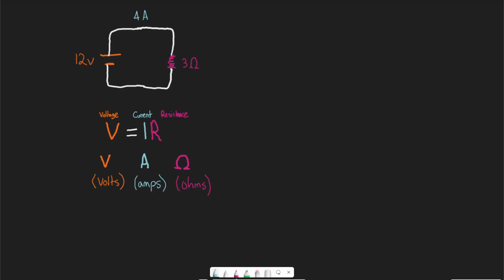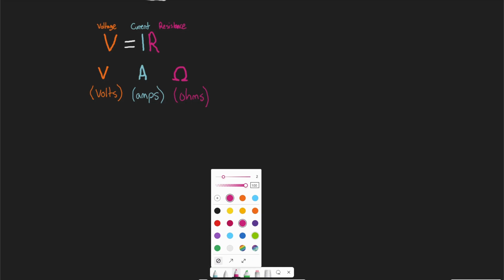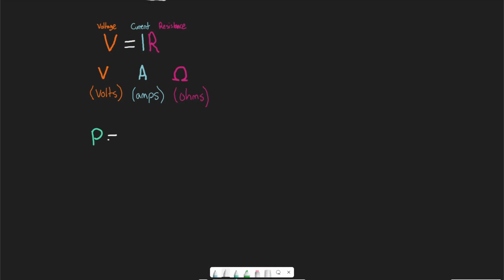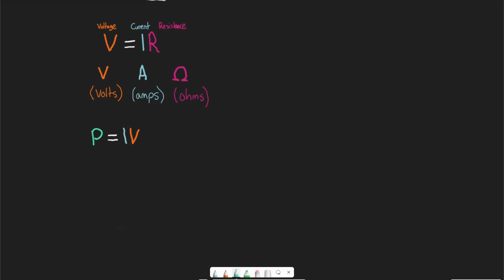Now, another equation that we want to make sure to understand is how to calculate power in a circuit. So let's go ahead and do that equation. So power is equal to current, or I, times V. Right, and we already know these units, right? Other than power, which we've talked about in energy and motion, but for review, the units of power are in watts.